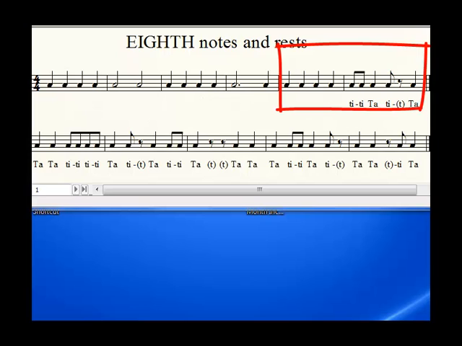Here we go. Ta, ta, ta, ta. Ti, ti, ta, ti, ti, ta. Did you get that? Try to follow along. So now, observing the second line, I have written out all the syllables you need to say.